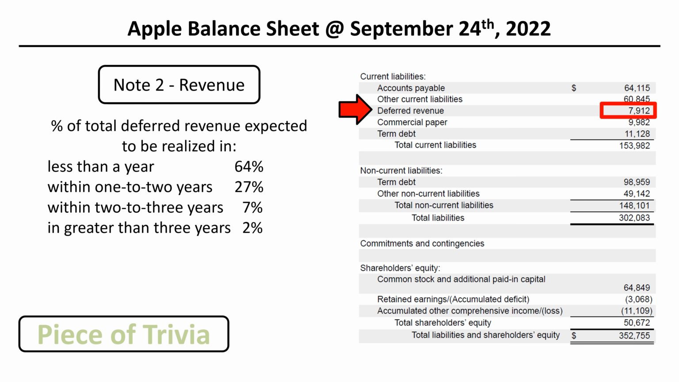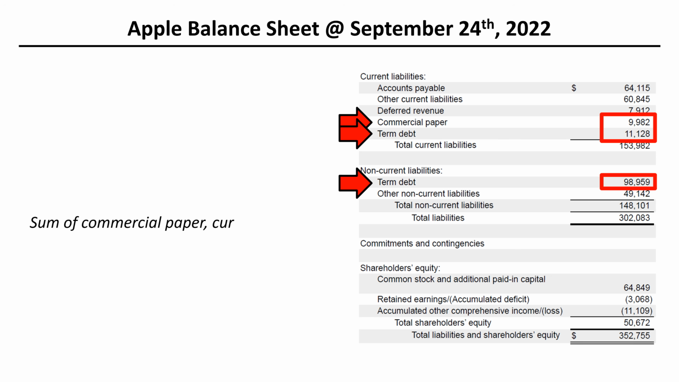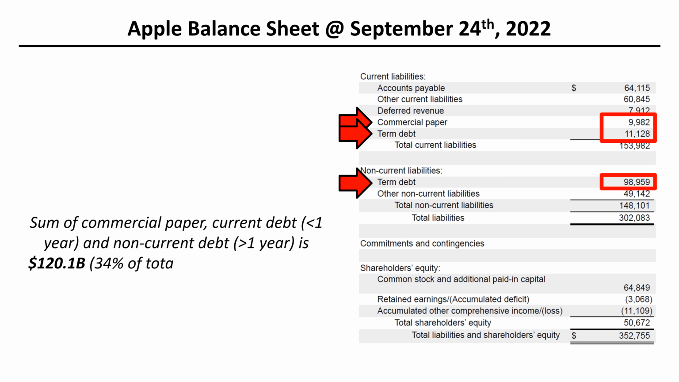It gets a lot more exciting when we turn to commercial paper. Unsecured short-term promissory notes issued to creditors. Might as well look at that in conjunction with current term debt, to be repaid within a year, and non-current term debt, to be repaid more than a year out from the balance sheet date. Now we're getting to something very substantial. The sum of commercial paper, current debt and non-current debt is $120.1 billion, 34% of total liabilities and equity.